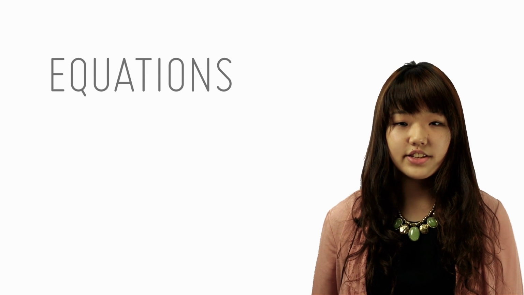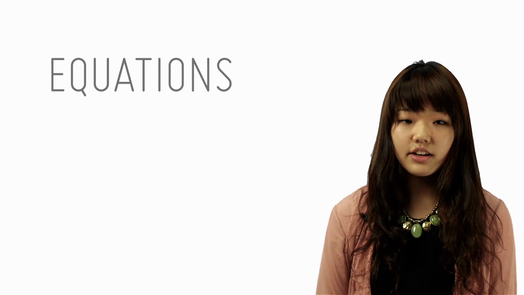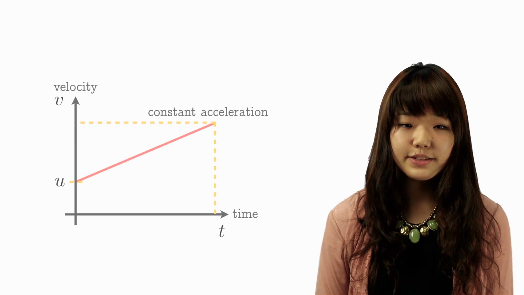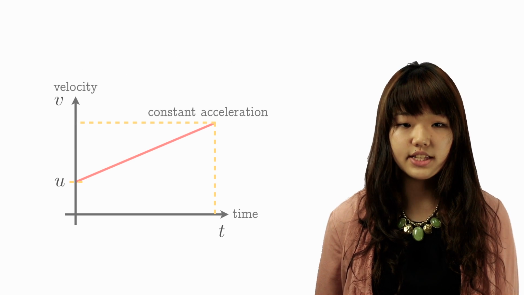Hi, in the following series of lectures, we shall look at kinematics equations and their applications. So now first, let's learn to derive the equations. Here we see a vt graph, the initial velocity is u and the final velocity is v.